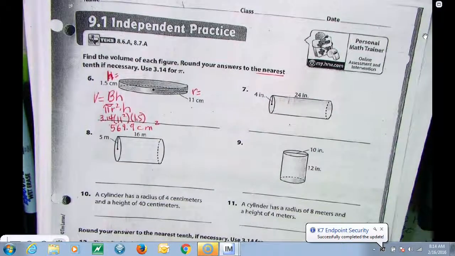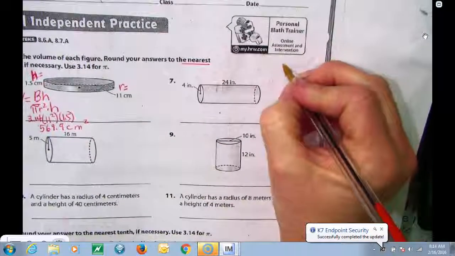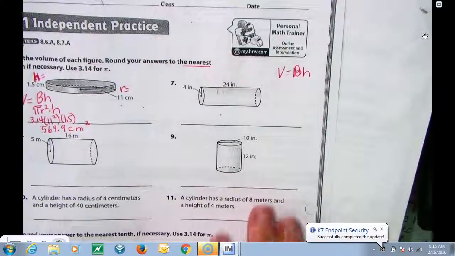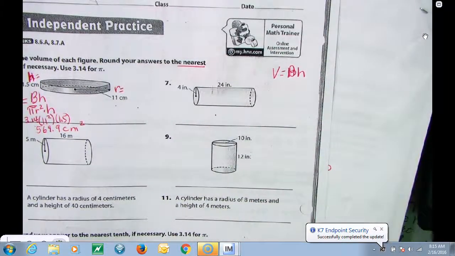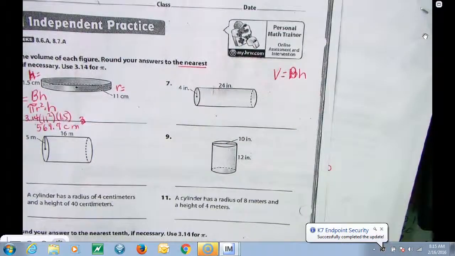Okay, guys. Now this whole page, we're not going to do all of it because this is pretty easy. But come over here, and just write that. What if I gave you the volume? Okay, guys, what if I gave you the volume and asked for the height? If I asked for the volume and you had to get the height. Okay, so let me do one.